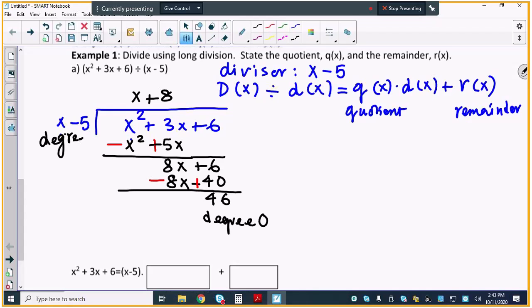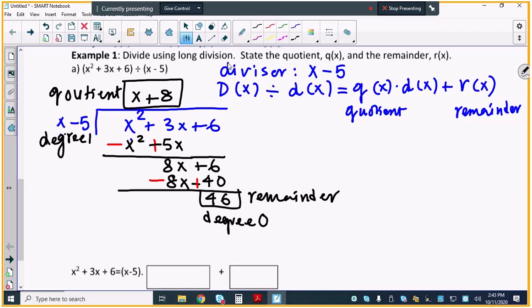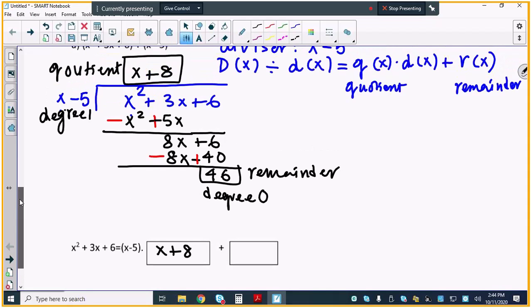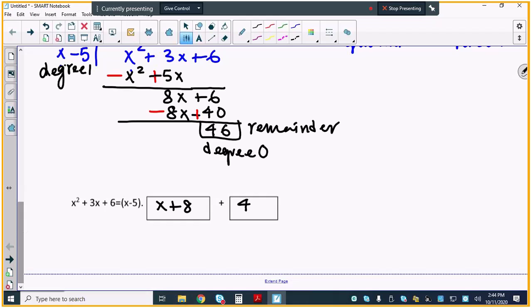So that is when we declare that x plus 8 is the quotient and 46, which, remember, is a polynomial function, is the remainder. And we answer our question in the required format. So we say the dividend, the polynomial we were dividing, is equal to the divisor times the quotient, and remember the quotient was x plus 8 in this problem, plus the remainder, which is 46.